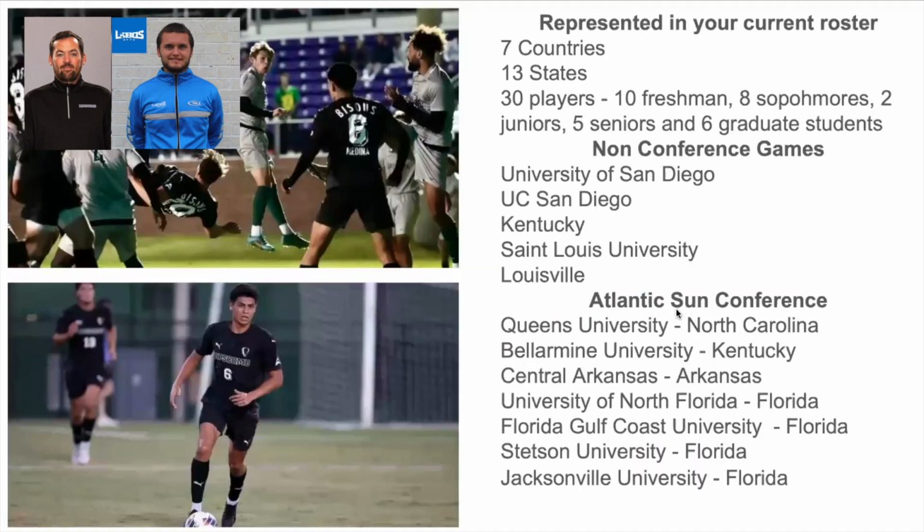This is something I think is interesting, and it's good for our players to see, in regards to what an NCAA division roster breakdown looks like. I went on your roster and looked at this. You had 30 players, with 7 countries and 13 states across the 30 players. You had 10 freshmen, 6 sophomores, 2 juniors, 5 seniors, and 6 graduate students.